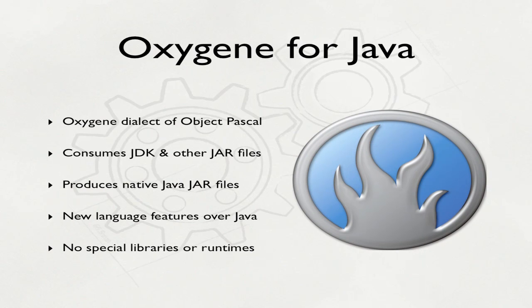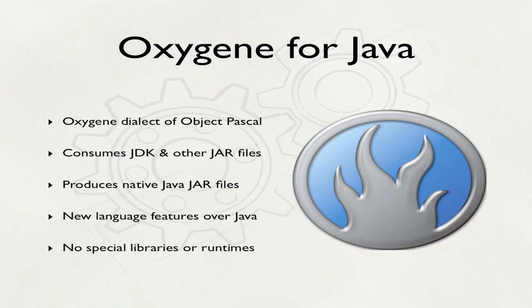Real quick, if you're not familiar with Oxygene for Java, hopefully you're familiar with Oxygene for .NET, which is the compiler that powers Embarcadero Prism. Oxygene for .NET brought the Object Pascal dialect called Oxygene to the .NET framework. Oxygene for Java does the same thing for Java. It brings the Oxygene dialect of Object Pascal to the world of Java.